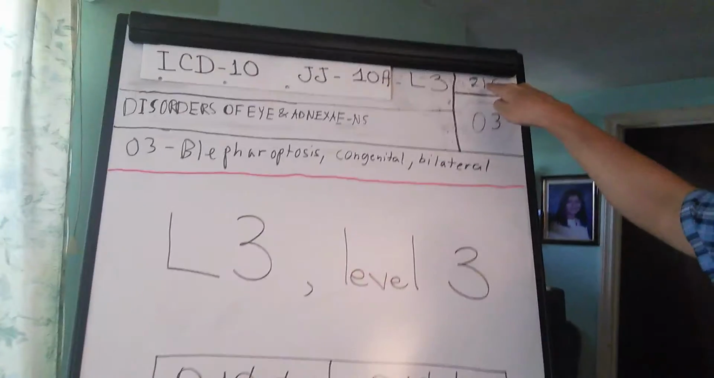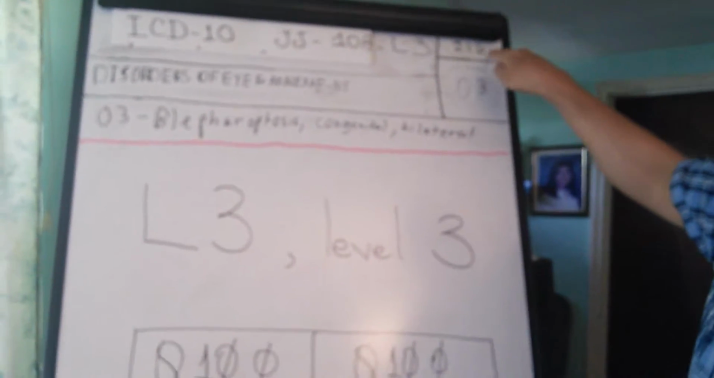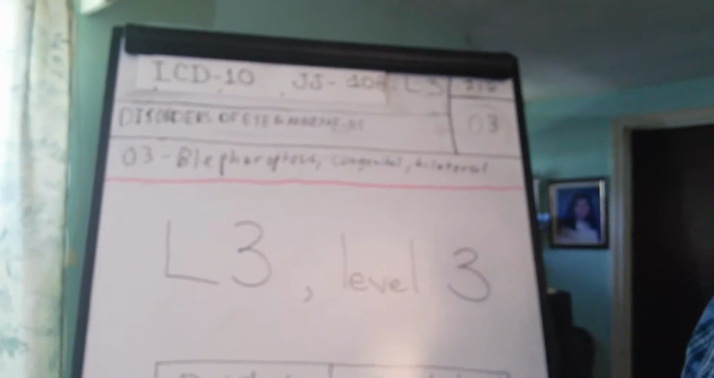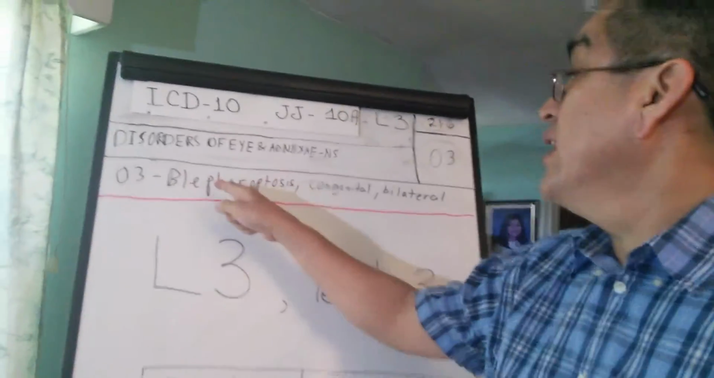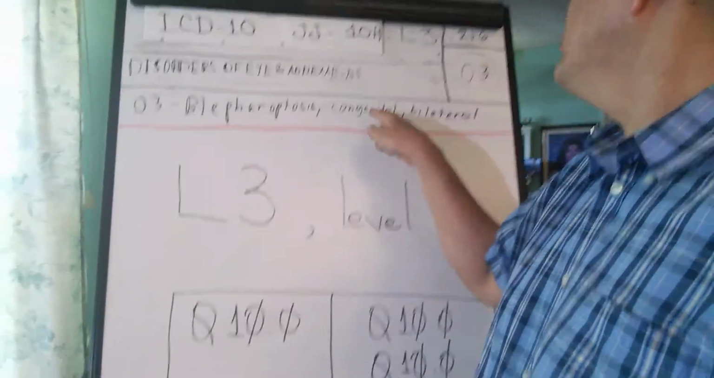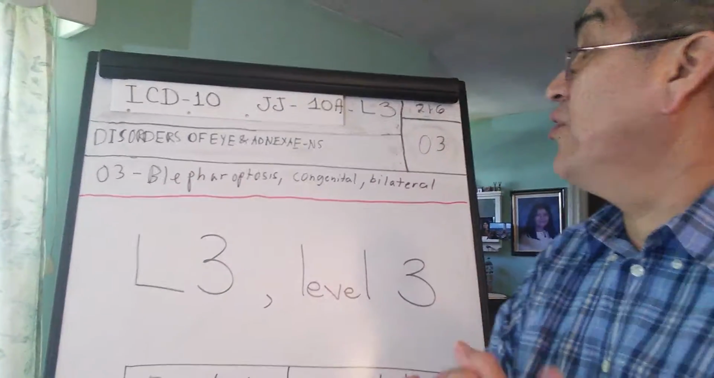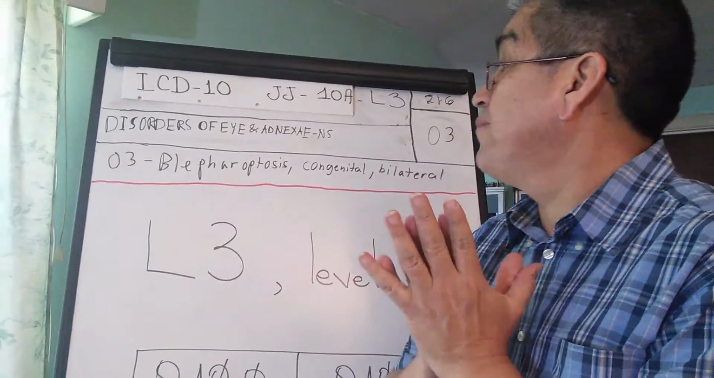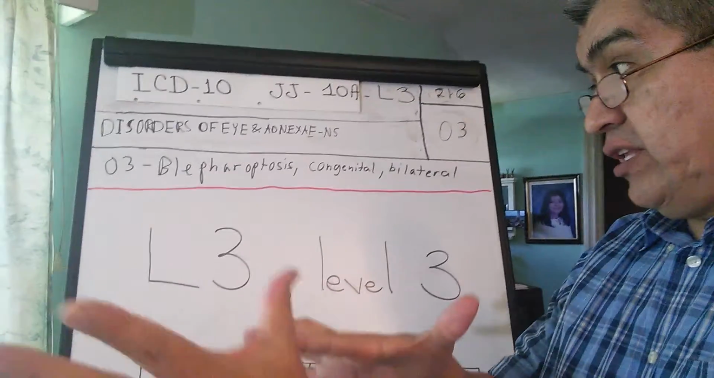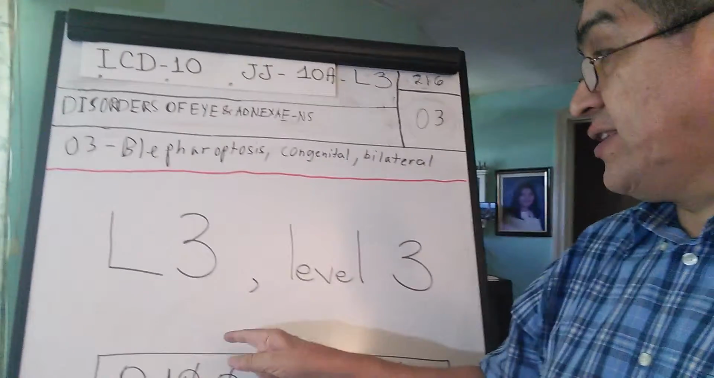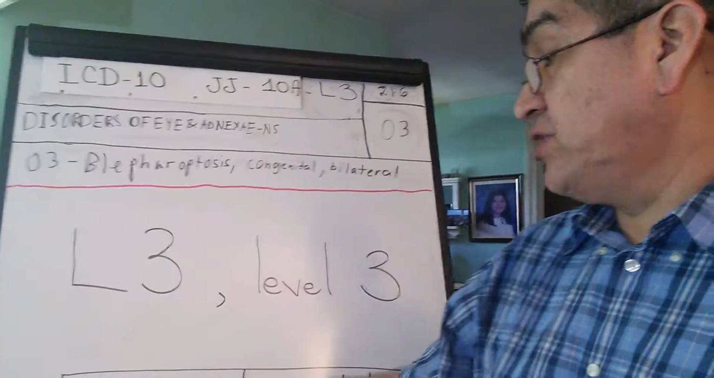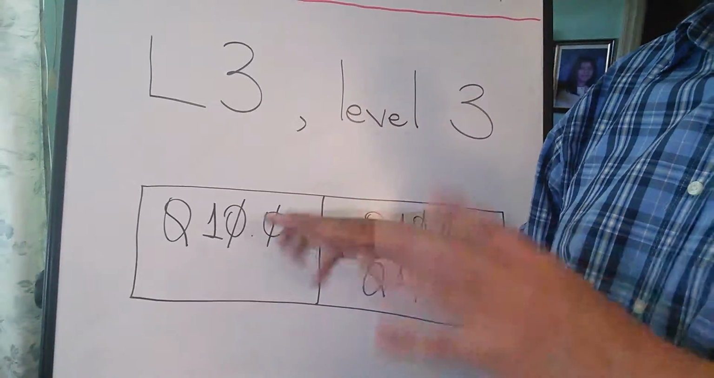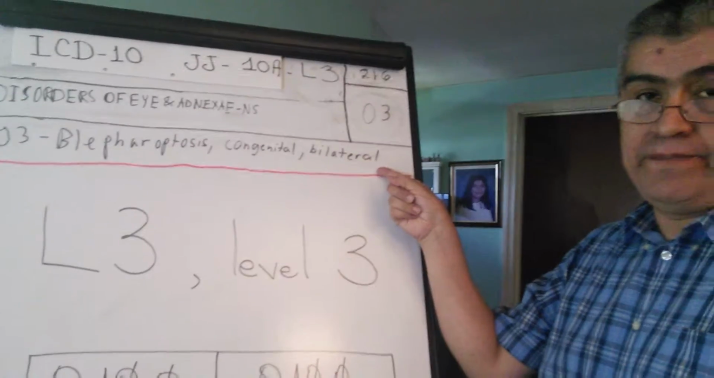And where do you find this question? It's on page 216, question number 3, or exercise number 3. Let's read what it says. Blepharoptosis, congenital, bilateral. That is the text of the question, or the diagnosis statement, right? So, what is the problem that we find? After we develop the path, we get to the answer for blepharoptosis congenital, which is Q10.0. That's okay.